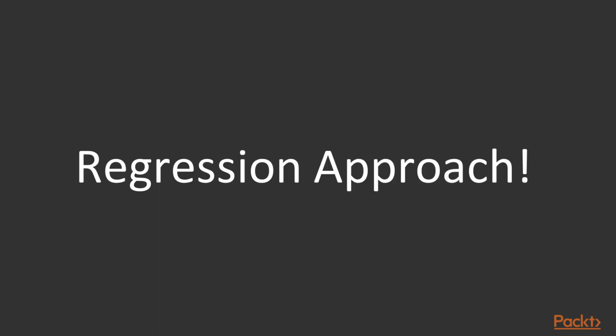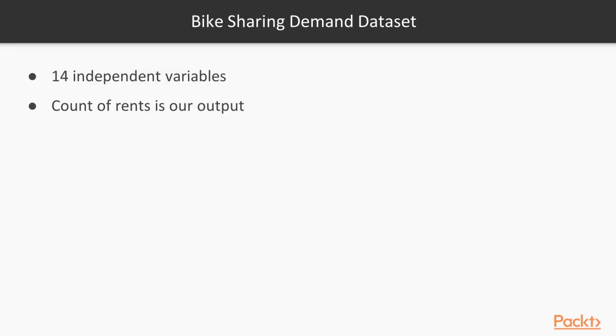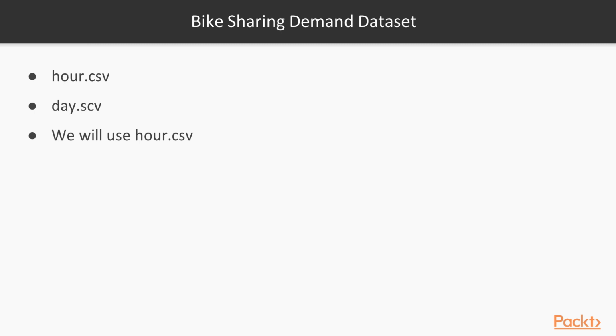So as we mentioned before, this is a regression problem because we are trying to figure out the number of bikes that we will be needing every day in the city. And the dataset itself contains 14 independent variables, and our main goal is basically to get the count of rents as the output of our machine learning model. The dataset itself contains two CSV files, hour and day, and we will use only the hour CSV file, basically hourly samples, for our approach.